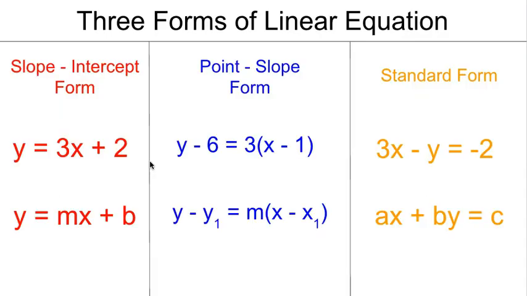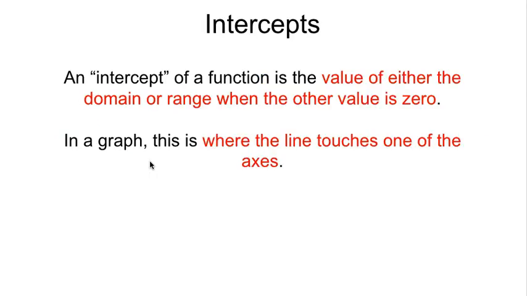So recall our three forms: slope-intercept form, y equals mx plus b; point-slope form, y minus y sub 1 equals m times quantity x minus x sub 1; and standard form, ax plus by equals c. Now you'll notice in slope-intercept form, we've talked about slope. The part we haven't discussed is what an intercept is.